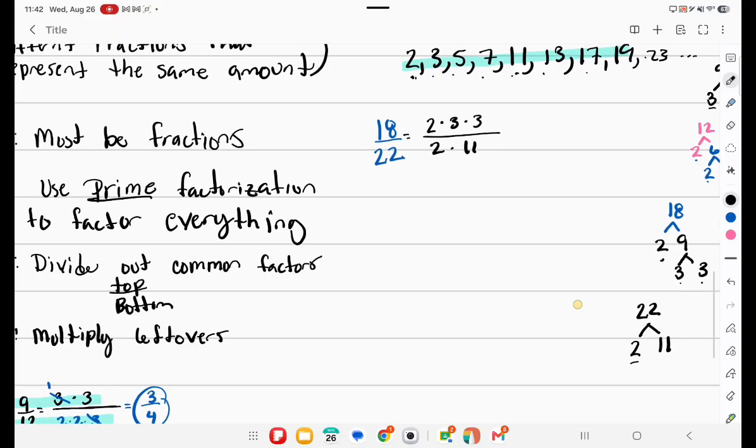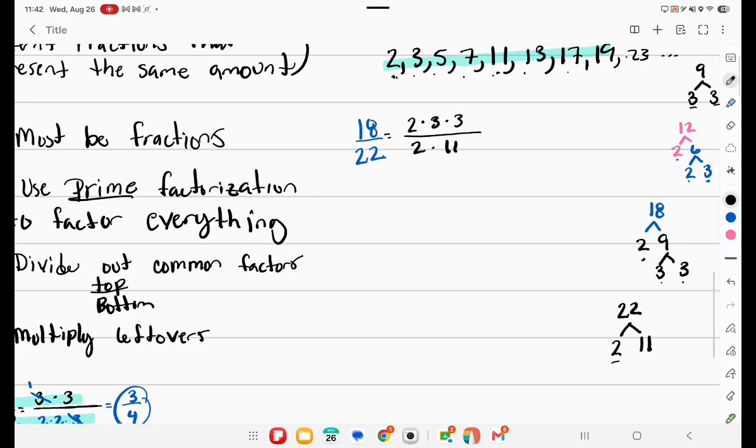The next step says divide out the common factors. Do we have any factor at the top that we also have at the bottom? So this 2 cancels. It doesn't matter where they are in the top and bottom, as long as one is on top and one is on the bottom, they can still divide out. Do we have any more? No. The 3 and 3 are on the same team, on the same side of the ball, so we can't mess with that.